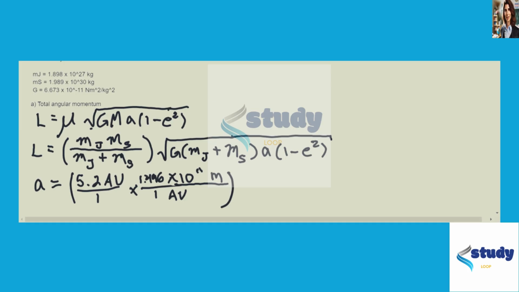Now we're ready to plug this all into our formula. And when we do so, we get 1.9255 times 10 to the 43. That's quite a lot. Kilogram meters squared per second. So that's for part A.